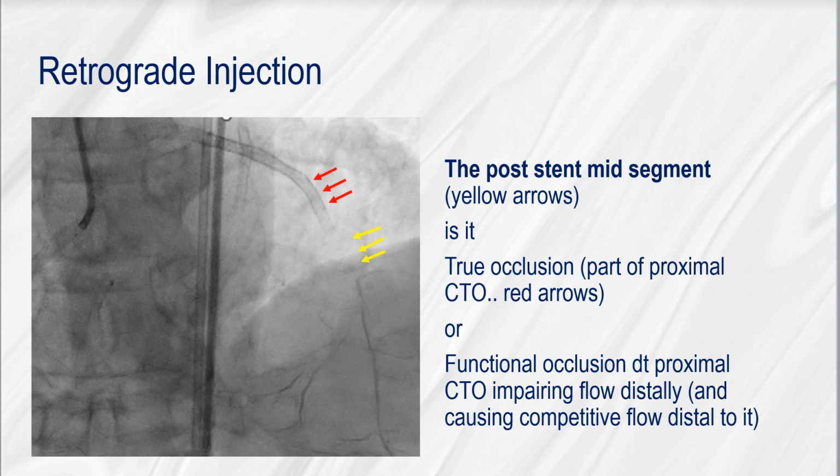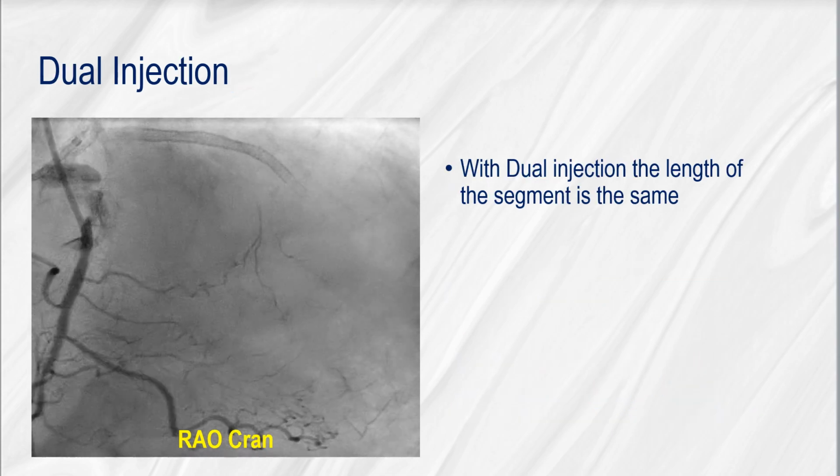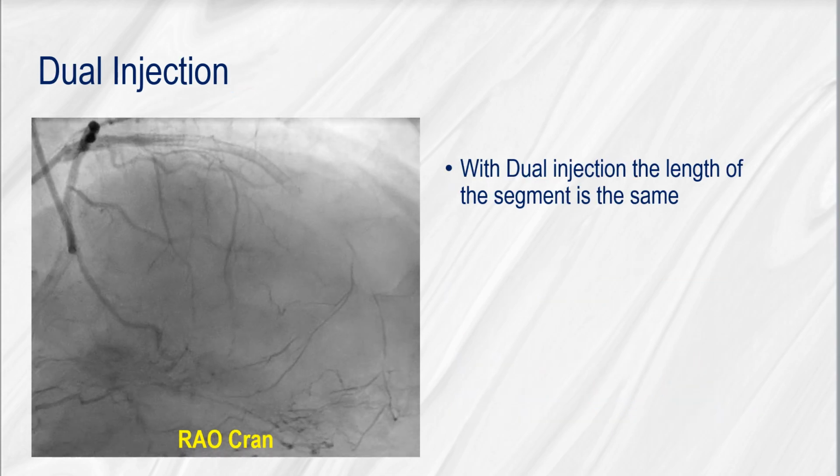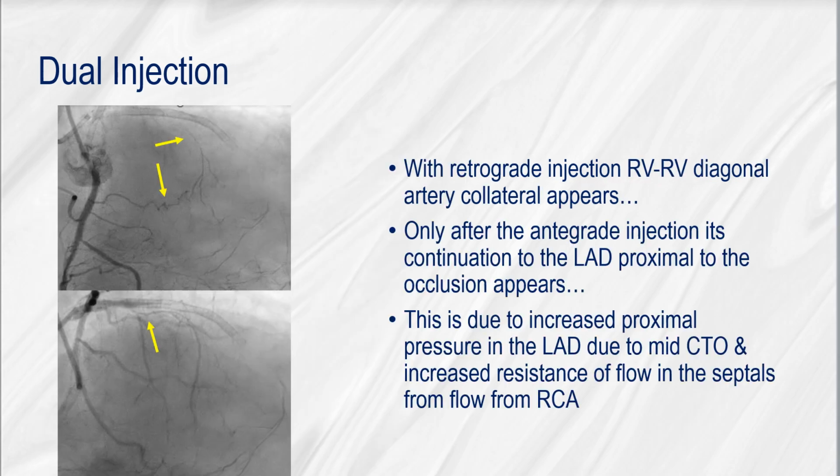Is it true occlusion, part of proximal C2O, red arrows, or functional occlusion due to proximal CTO impairing flow distally and causing competitive flow distal to it? With dual injection, the length of the segment is the same. With retrograde injection, RV diagonal artery collateral appears. Only after antegrade injection, its continuation to the LED proximal to the occlusion appears.